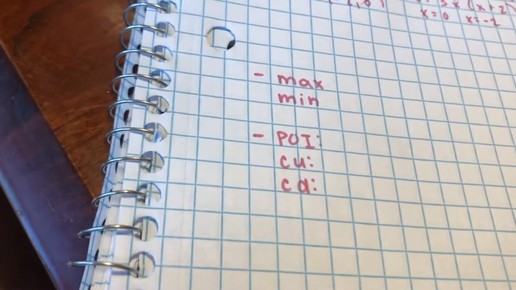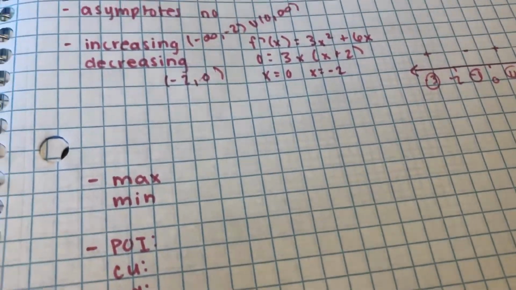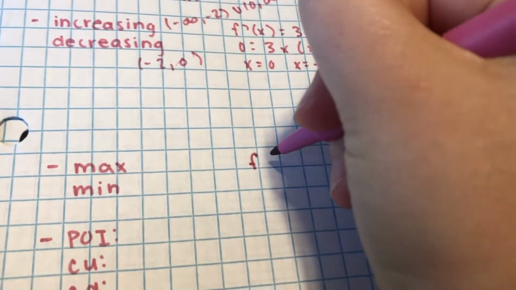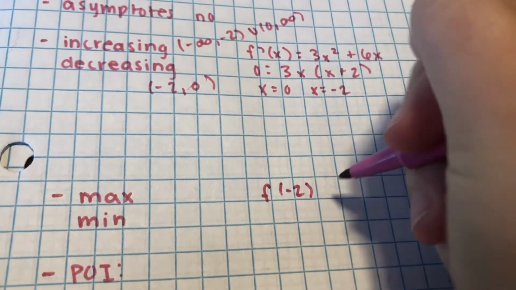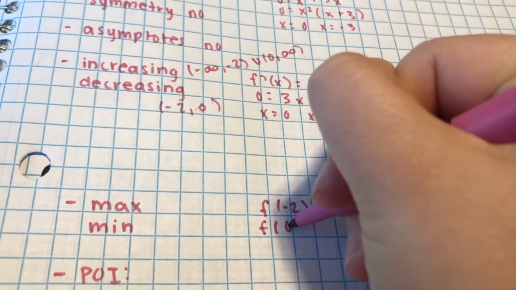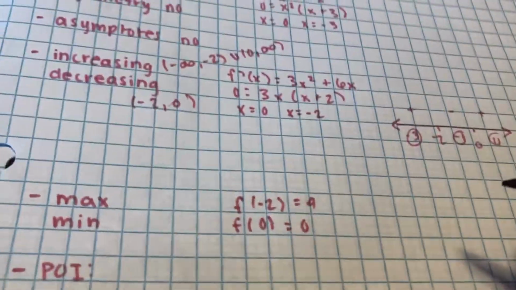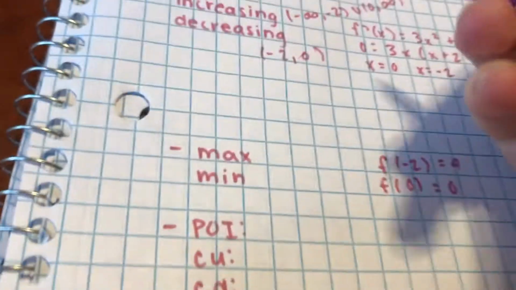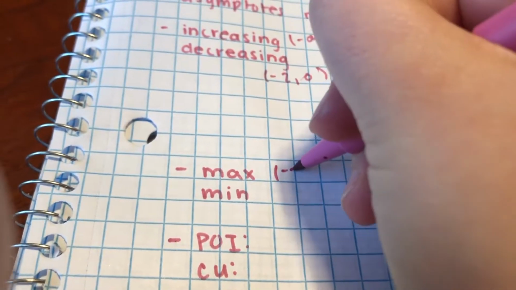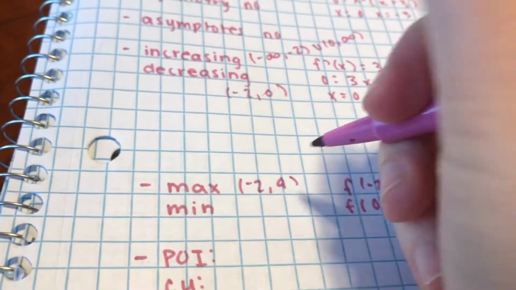And then we're going to find our maximum and our minimum. So we already have our points. We just need to plug them in. So we're going to plug in negative 2, so f of negative 2, and then when we calculate it, we get 4. And then f of 0, plug that in, we just get 0. And so we see that our maximum is at the point negative 2, comma 4, and our minimum is at 0, 0.